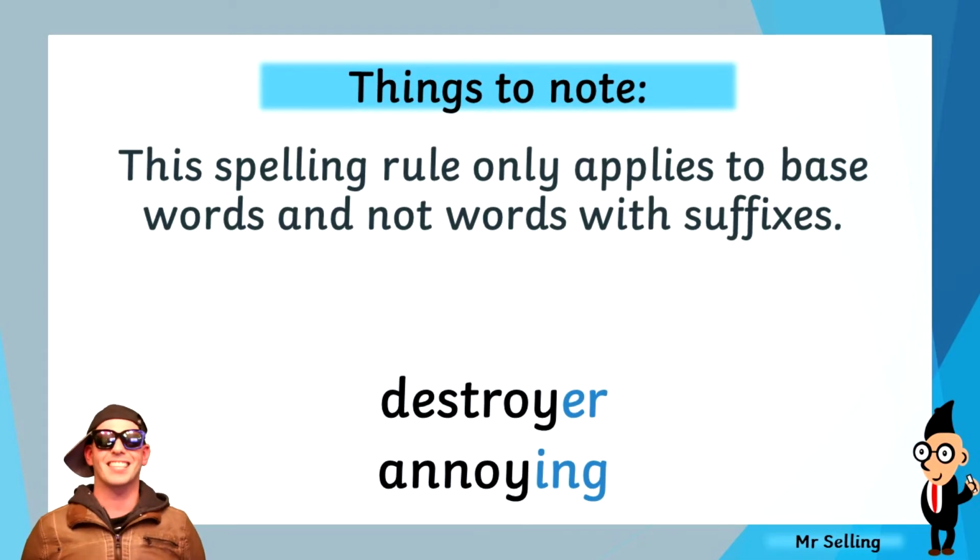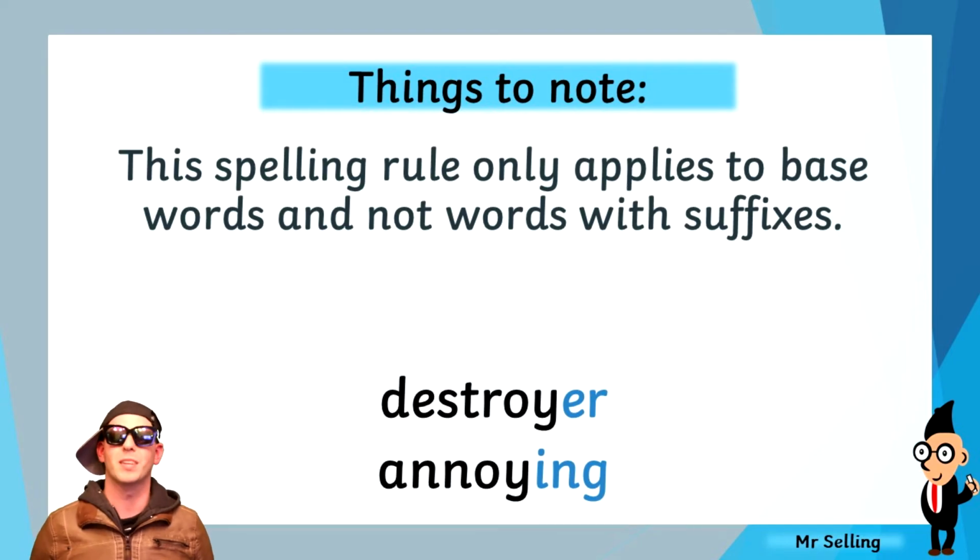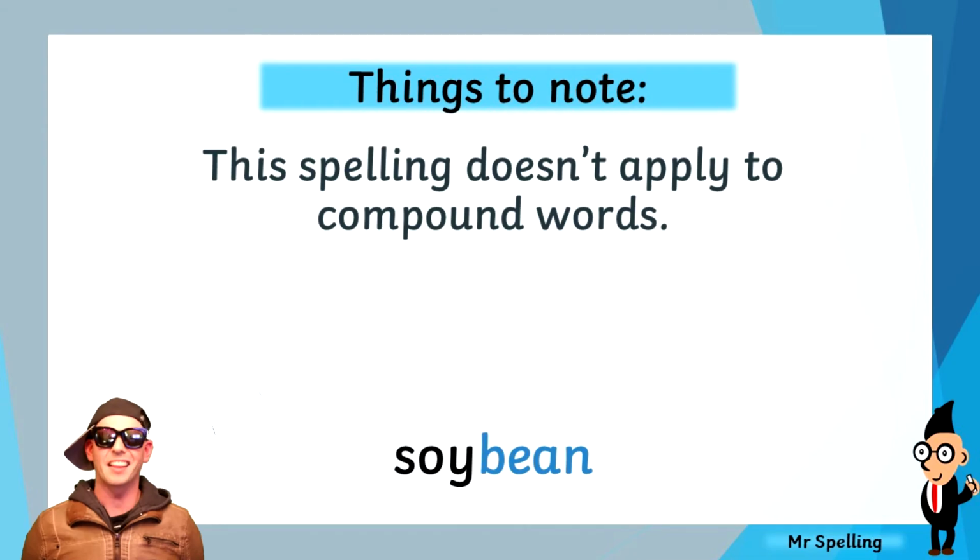Suffixes could be an S to make it plural, or an ing, or an er. So if I had the word destroyer, the oi sound is in the middle of the word, but we don't spell it O-I, we spell it O-Y, because the base word is destroy. And this spelling rule only applies to base words. It doesn't apply to words with suffixes. Another thing to note is that this spelling rule does not apply to compound words like the word soybean.